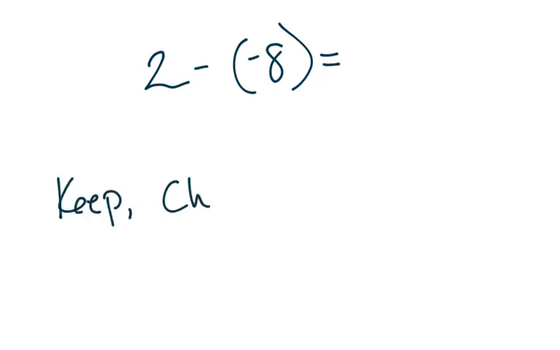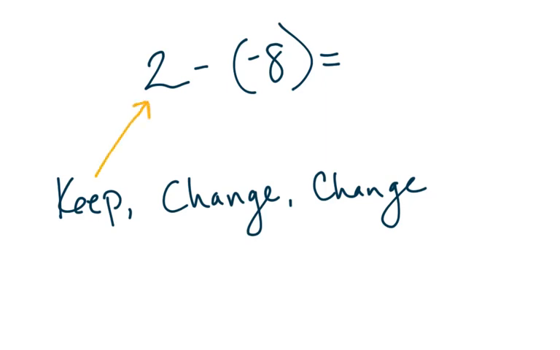Okay, so what we do is we start with a subtraction problem, and we change it into an addition problem. Keep, change, change. Okay, so I'm going to keep this exactly the same, change this to a plus, and change that sign. Okay, so I'm going to keep the 2 exactly how it is. I'm going to change this, so I'm going to make it a plus. And I'm going to change this. Now this is negative, so I need to make it a positive. So I'm going to go plus. And so the answer is just 2 plus 8 equals 10.